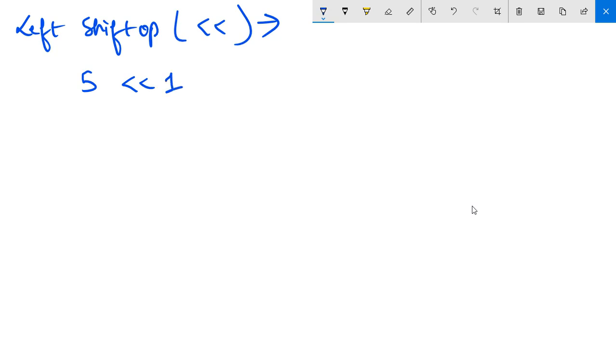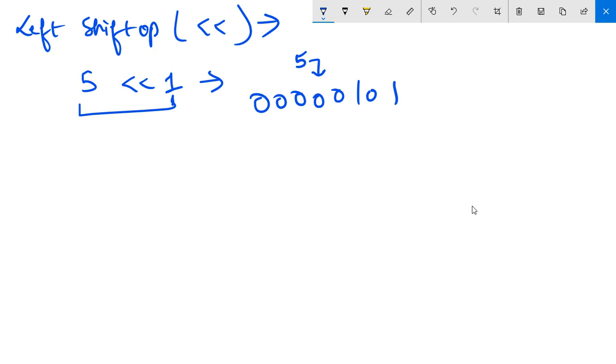So the left shift operator, which is this one. What it does is, suppose we have an example here: 5 left shift 1. This is how we write it, 5 left shift 1. Now what is 5 in binary? It is 1 0 1. So this is the representation of 5.